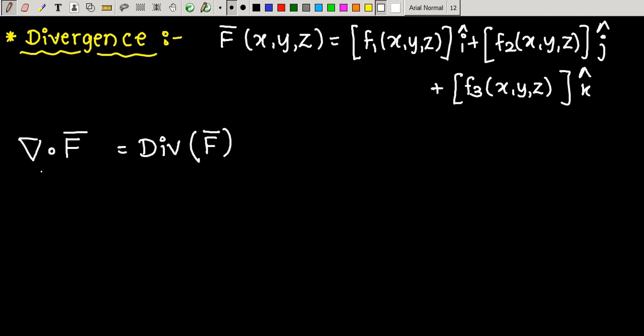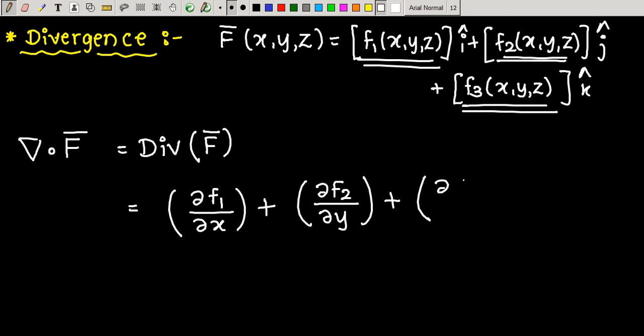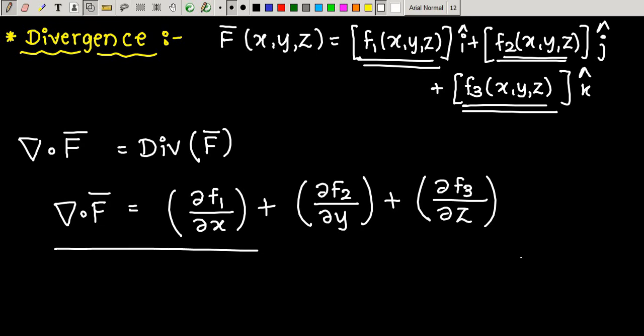Mathematically, we find the value of divergence by calculating the partial derivative of the x component of f bar, that is f1, with respect to x, treating variables y and z as constant, plus the partial derivative of the y component of f bar, that is f2, with respect to variable y, plus the partial derivative of the z component of f bar, that is f3, with respect to z. So this is the mathematical way to evaluate the divergence of the vector field f bar.